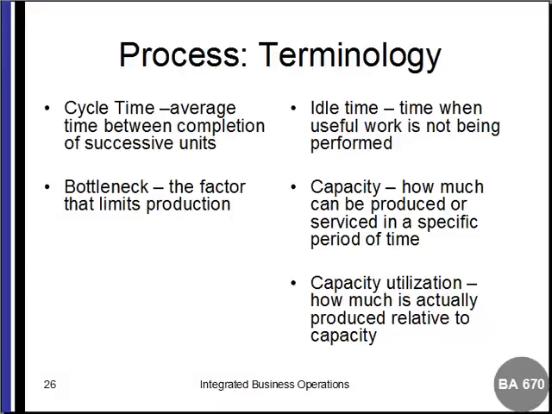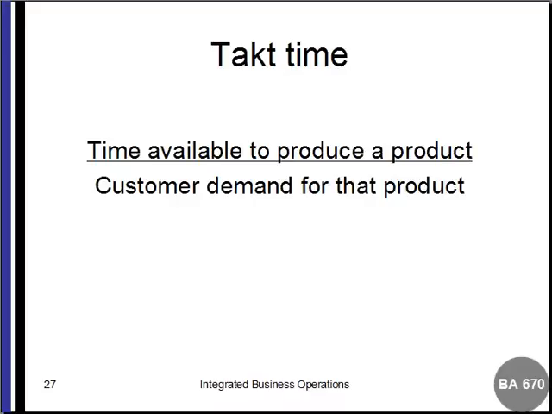Process terminology: you may run into terms like cycle time, which is the average time between completion of successive units; bottleneck, the factor or thing that limits production; idle time, time when useful work is not being performed; capacity, how much can be produced or serviced in a specific time period; and capacity utilization, how much is actually produced relative to the overall capacity. Another key concept is takt time, which is the time available to produce a product versus what the customer's demand is for that product.